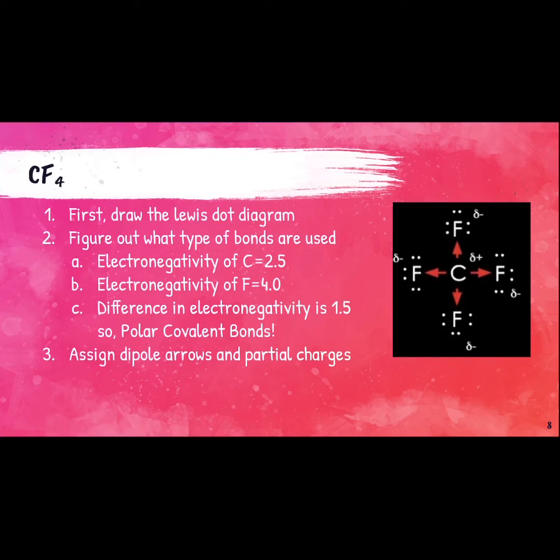So let's do another example. In this example, I have CF4. So the first thing you need to do is draw out your Lewis dot diagram. I did that for you already. So those arrows could also indicate that there's a bond going between carbon and fluorine.